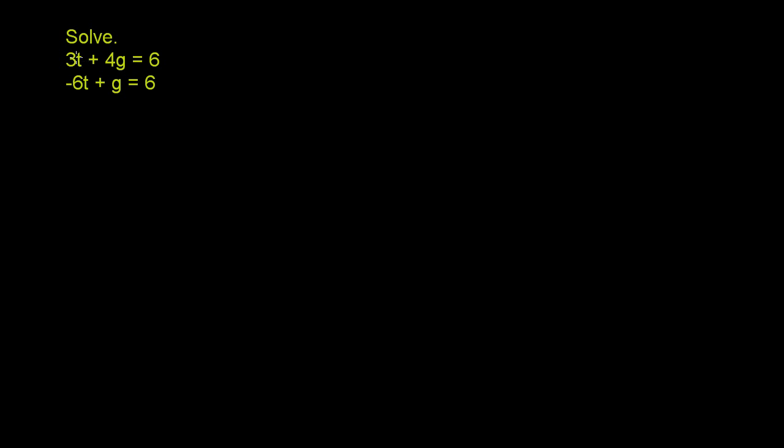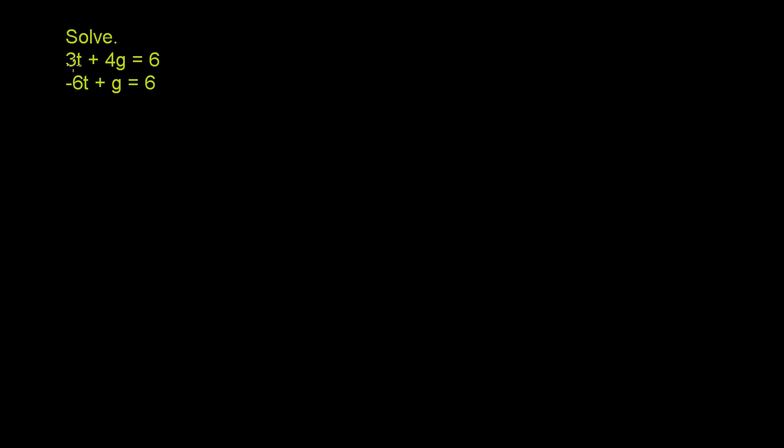But whenever you see the coefficients on one of the terms, in this case the t term, and they're almost cancelable. And when I say cancelable, if I add 3t to negative 6t, you won't be able to cancel them out. The t won't disappear. But if I were to scale the 3 up, if I were to multiply it by 2, and it becomes 6t, and then I were to add these two things, then they would cancel out, and I would be left just with g's. So let's try to do that.